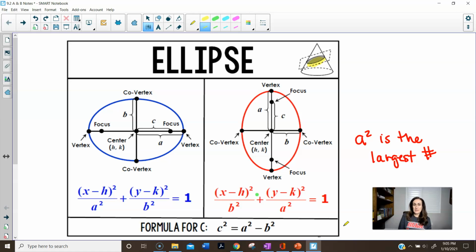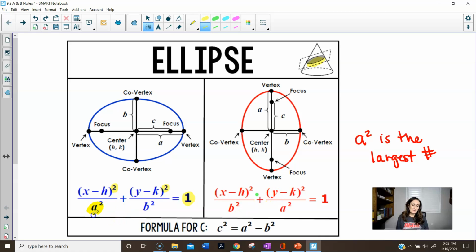There are two equations for ellipses, and you'll notice it's x minus h squared plus y minus k squared. And when you want it in standard form, you always want the equation equal to 1. Now, what makes this an ellipse instead of a circle is you have these multipliers that are going to stretch it. And you can see that these two equations look very similar.